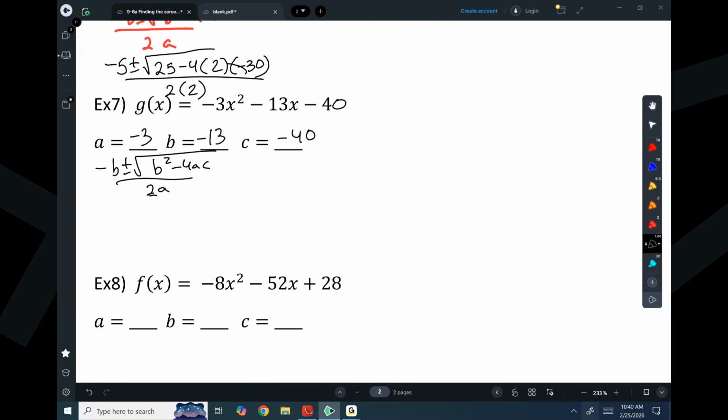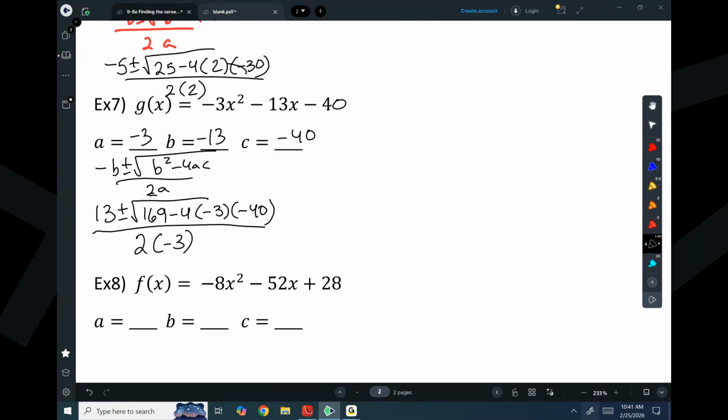The negative of -13. So 13 plus or minus the square root of. Do not type -13 squared into your calculator. You will miss it. What is -13 times -13? Math team knows. 169 minus 4 times a. -3 times. Math easy on this problem.